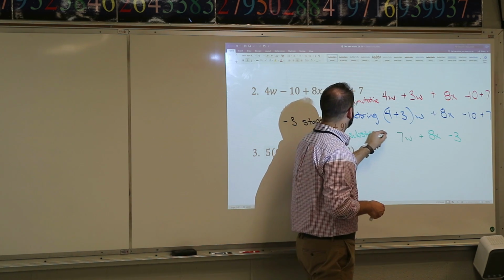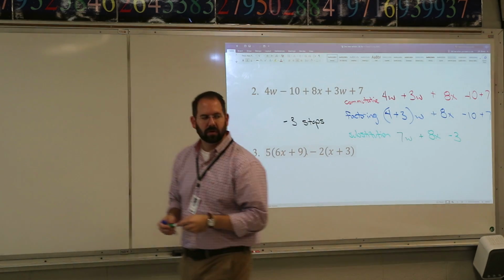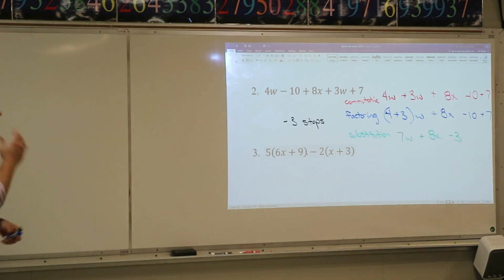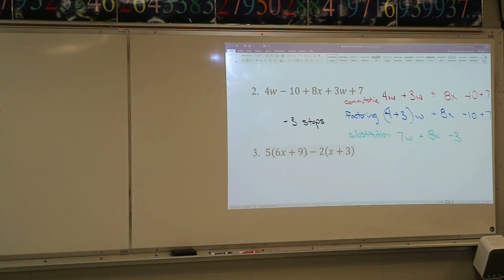Negative 3. Make sure you're putting the negative, because it's negative 10 and a 7, that doesn't have a negative number. All right, very nice. Do you see it took 3 steps?